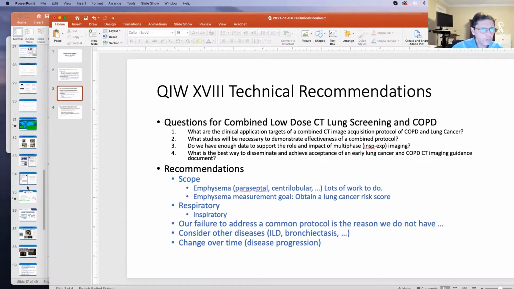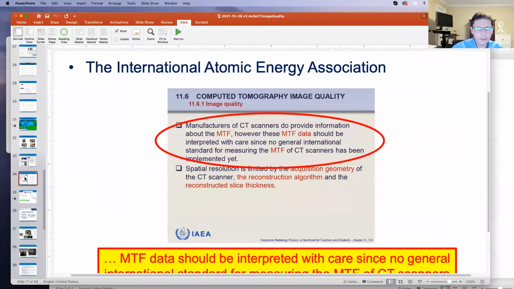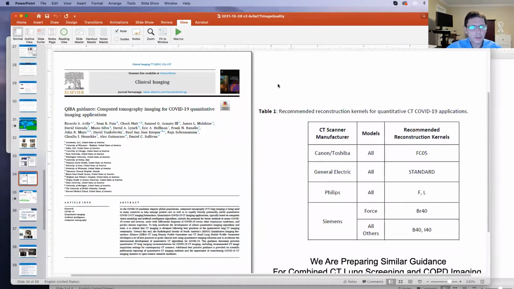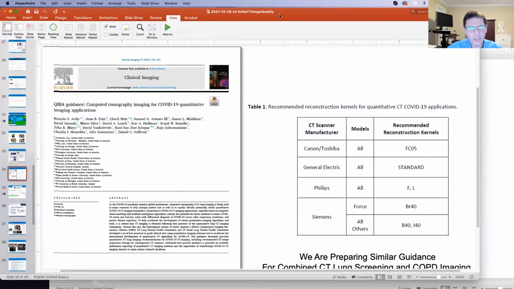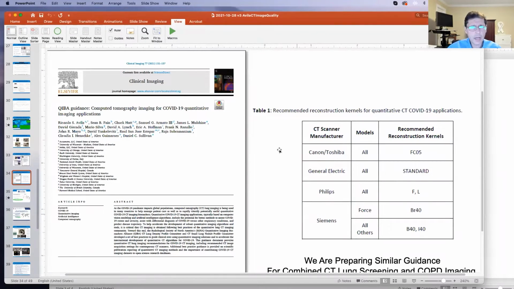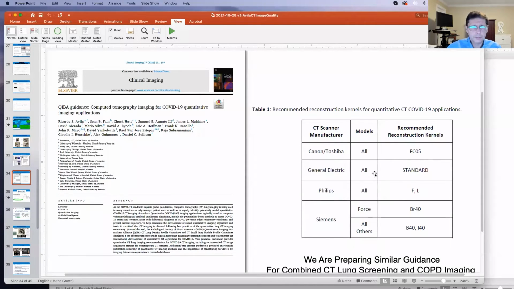So some of you may have heard that as part of KIBA, we created a guidance document for COVID-19 quantitative imaging applications. And one of the best parts of that guidance document, in my view, was that we looked at all the image quality data we had and the analyses we've been doing over 10 years. And we came to a consensus on recommended reconstruction kernels.